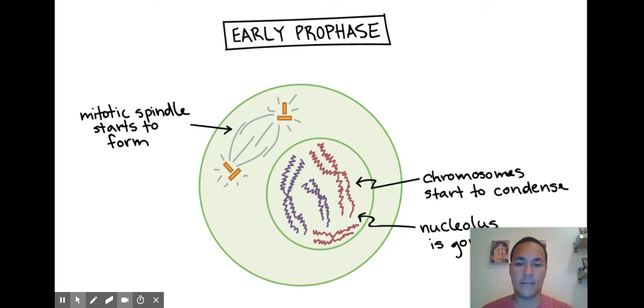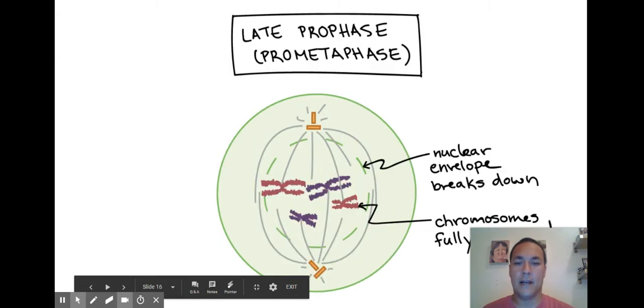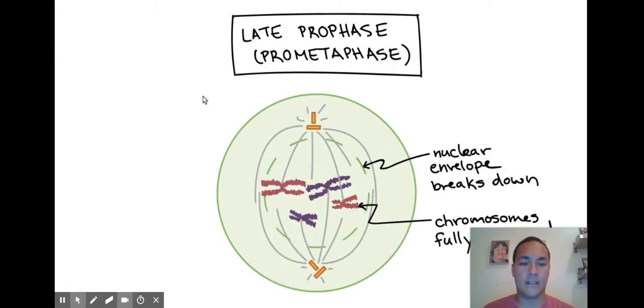So here we have prophase. The chromosomes start to condense. The nucleolus is gone. That's the area that makes ribosomes. The mitotic spindles start to form, and then by late prophase, the nuclear envelope has broken down. The chromosomes are fully condensed, and we're ready to get a move on. So P for prep.